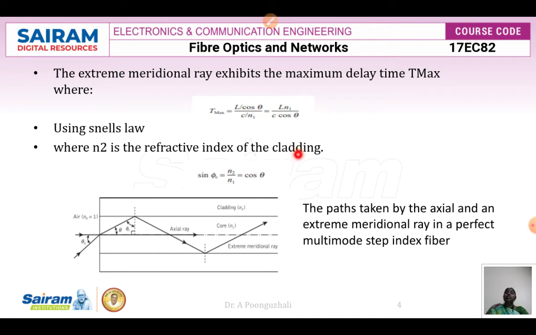Using Snell's law, we know that n1 sin phi is equivalent to n2 sin phi c. Here n2 is the refractive index of the cladding. So we can write sin phi c is equivalent to n2 by n1, which is equivalent to cos theta. So this cos theta is nothing but n2 by n1.